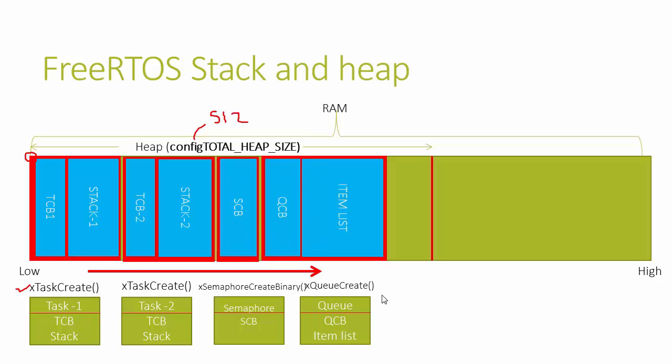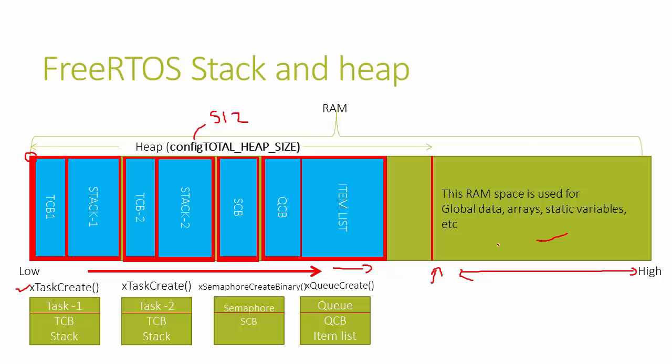Let's say after that you create a queue. The queue will have its own queue control block and an item list to hold the queue items. This actually depends on the size of the queue. The heap grows in this direction. A typical RTOS application will have a couple of tasks, a semaphore, a queue, a mutex, etc. All these are called dynamically allocated kernel objects. Other spaces of the RAM will be used for global data, arrays, and static variables. All right, let's move forward now.